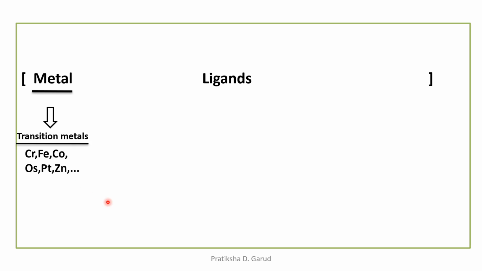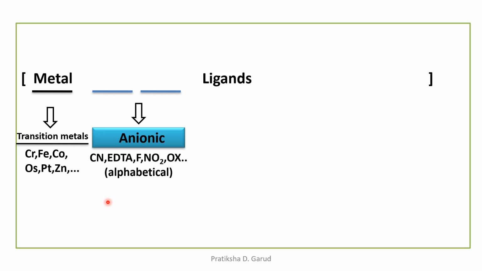So after the metals we have to put the ligands. Ligands are the negative ligands, neutral ligands and the positive ligands. So first of all we have the anionic, that is the negative ligands. Their examples are CN, that is cyanide, EDTA, F minus, NO2, OX, etc. So we have to put these negative ligands alphabetically.